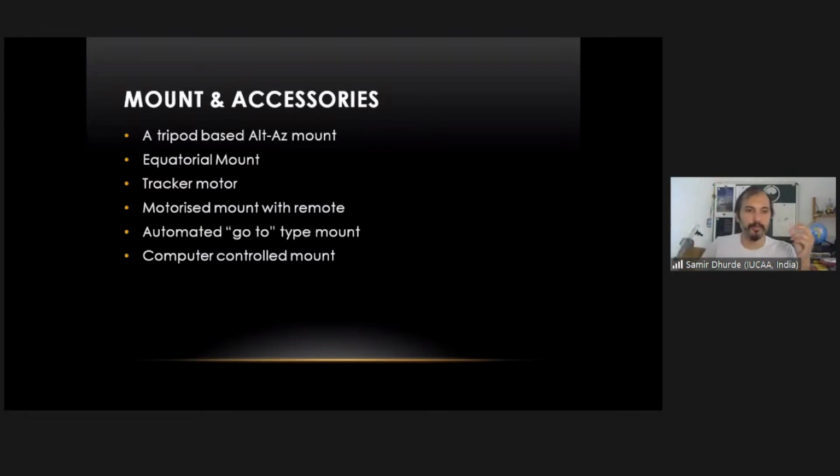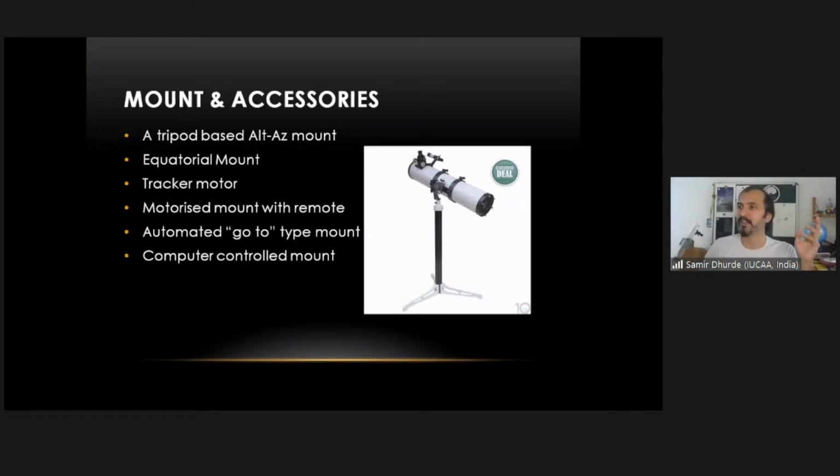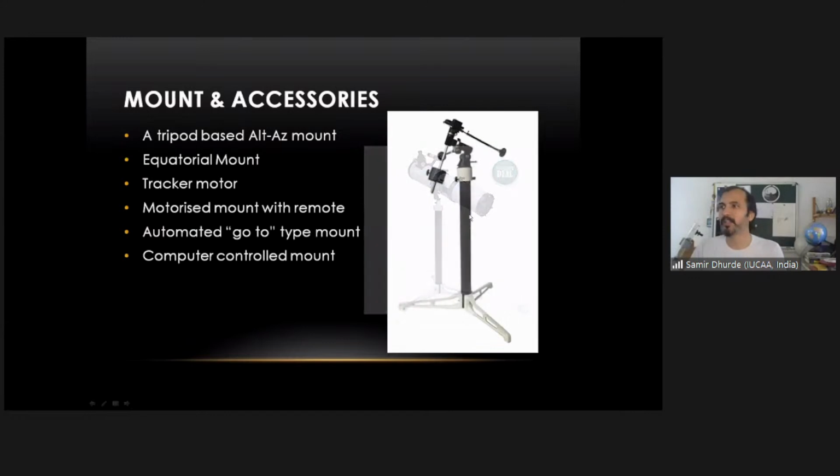Now, if you are pointing to some object in the sky, and yeah, I think I'll just show you some example pictures. I forgot this. So this is one of the alt-az mounts that I was referring to. It is a tripod, a much sturdier tripod with a mount here. But it may have to be upgraded to an equatorial mount.